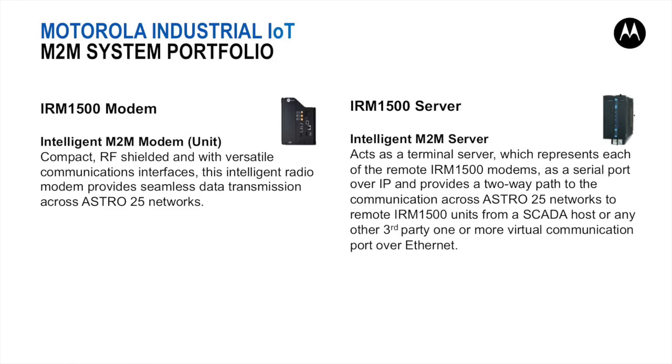The IRM 1500 modem transports incoming data from RS-232 or RS-485 over the air, utilizing the P25 data channel, to the IRM 1500 server, which resides in the Customer Enterprise Network, or CEN, and is connected to the IIoT Manager entity.